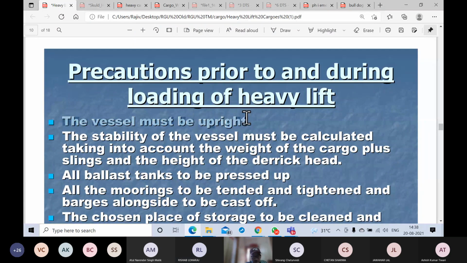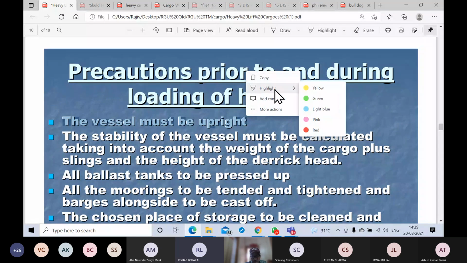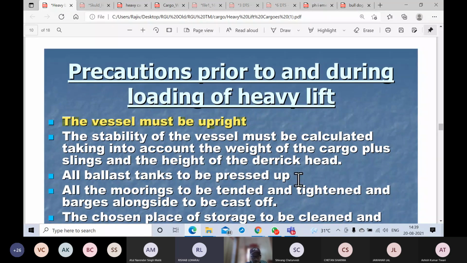Yes, sir. If you say yes, can you highlight why by discussion? Because when we are picking up the heavy lift with our own ship's gear, when the cargo crane picks up the cargo, the whole load will shift to the head of the boom, and then the vessel can list to that side. If our vessel is already listed towards the jetty, then it will increase the list. Correct.